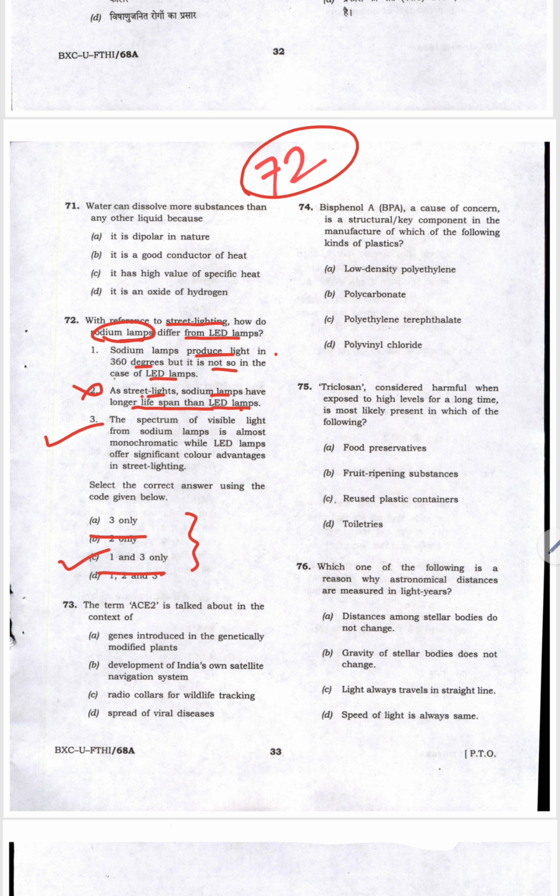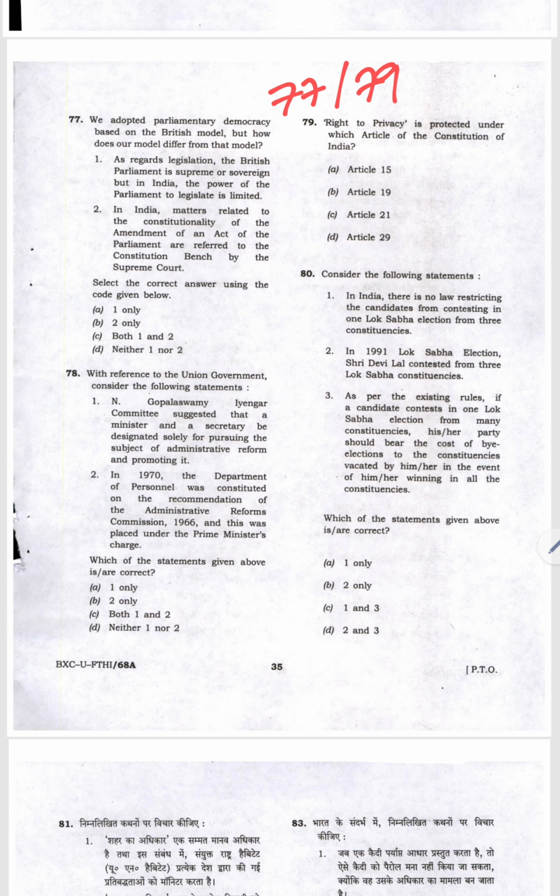Though it is wrong, that's fine. You have eliminated two options successfully, right? So this is how you need to adapt to the examination hall condition. Got it? Next, 77 or 79. Let us go with 77.